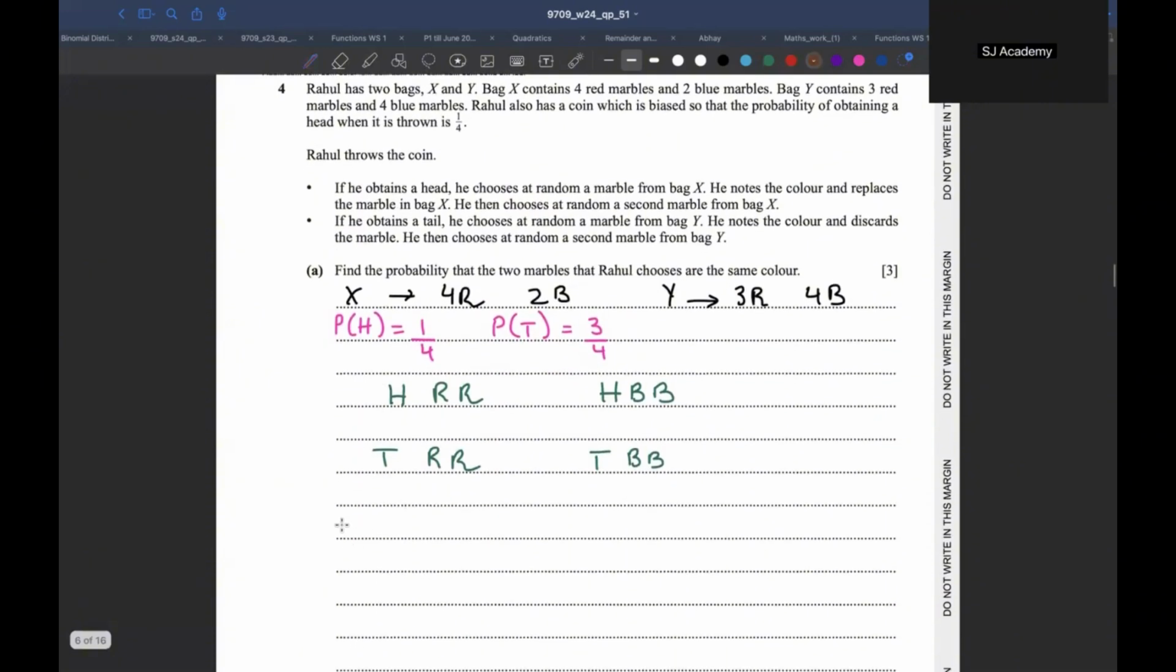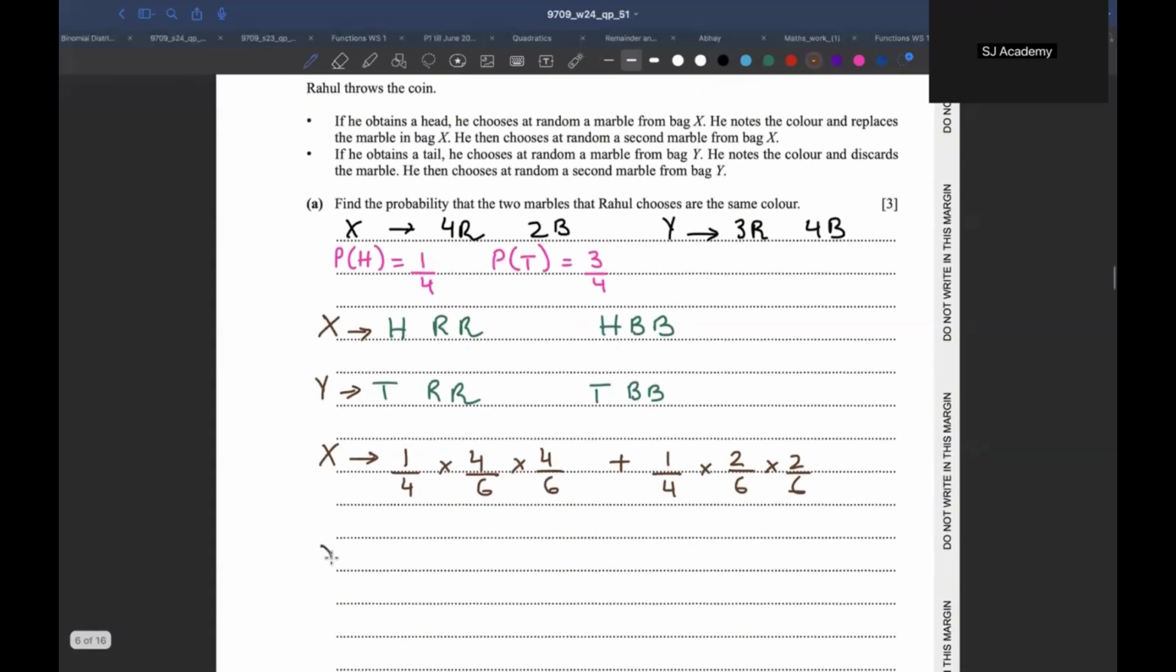So we have to find these probabilities individually. First, you get a head and then 2 red marbles. That is from X, and this is from bag Y. We'll treat each of them individually. Let's talk about bag X. The probability of head is 1 upon 4 into the probability of a red marble is 4 upon 6. And then again, because he replaces it, the probability will remain as 4 upon 6. If he gets a head, the probability of a blue marble is 2 upon 6 into 2 upon 6. Please start doing these calculations.